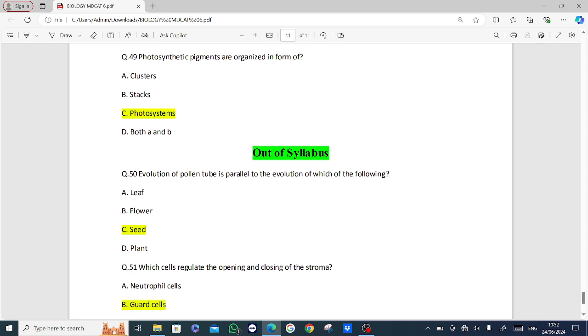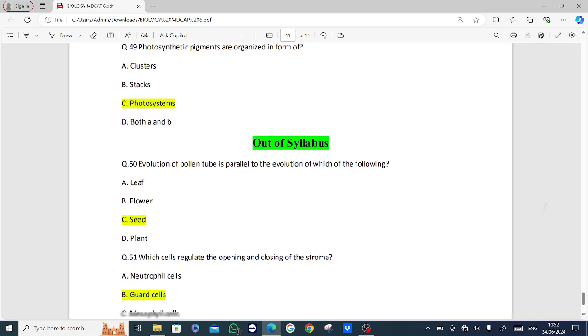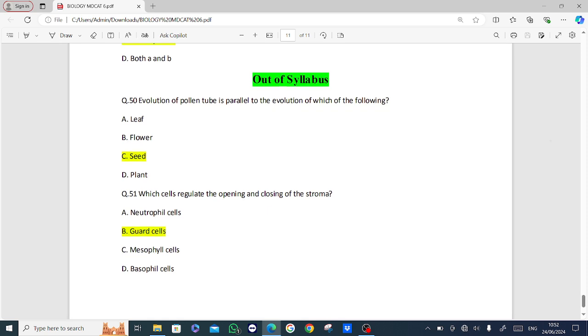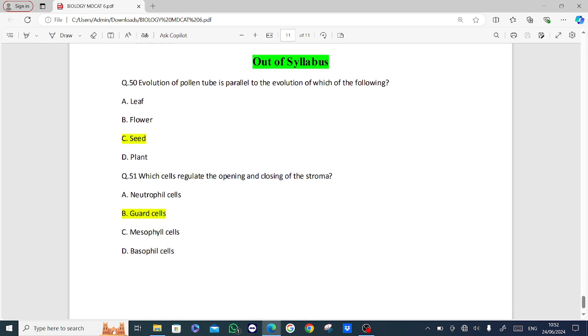Students, here are some questions which come in MDCAT and are out of syllabus. First MCQ is, evolution of pollen tube is parallel to the evolution of which of the following? Options are leaf, flower, seed, plant. Answer is option C, seed.